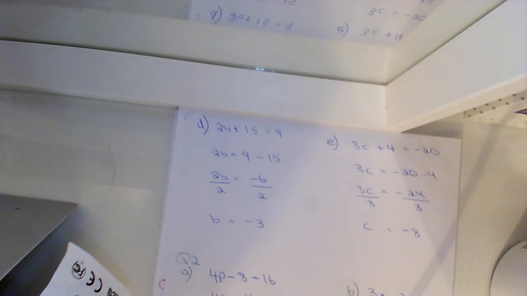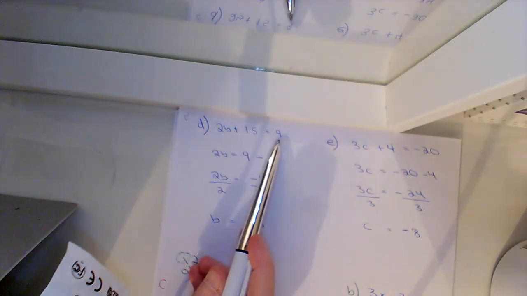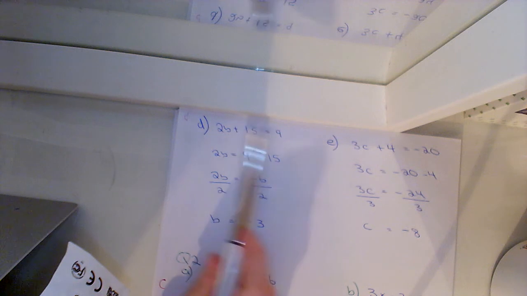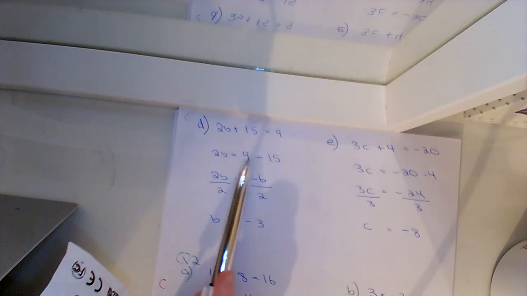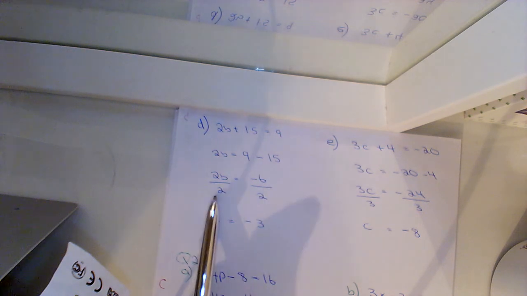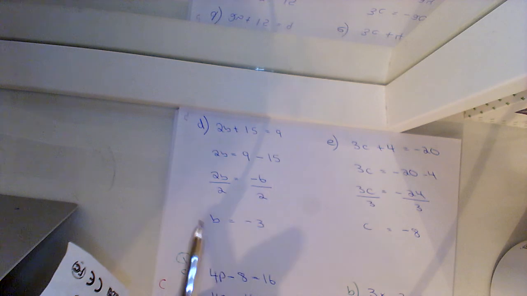Now I'm on to part D. So I have 2b plus 15 is equal to 9. I have to have letters on the left hand side, numbers on the right. So I have 2b is equal to 9, which is on the right hand side, so it stays there. This is plus 15. When I bring this over, it becomes minus 15. 2b is equal to 9 take 15 is minus 6. I want to find out what just 1b is equal to, so I'll divide across by 2, divide across by 2, and I get b is equal to minus 3.